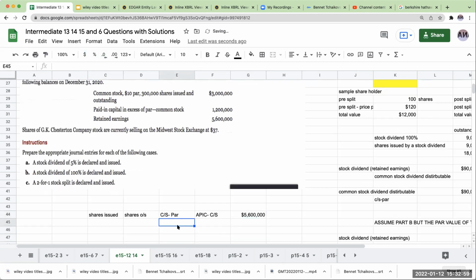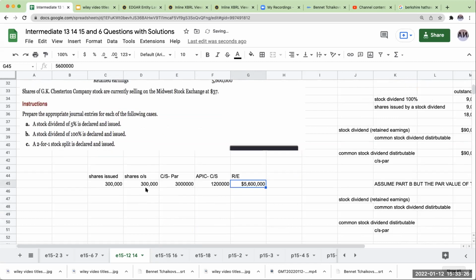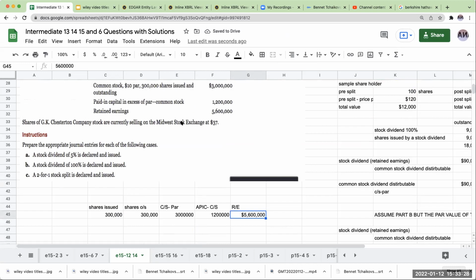Okay, so this right over here is at 300,000 shares issued. Common stock at par is going to be at 3 million. This is going to be 1.2 million. And then my retained earnings is going to be at 5.6 million. My company stock is presently trading on the Midwest Stock Exchange at 37.